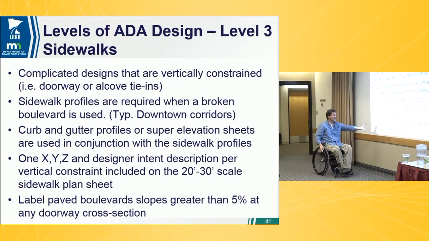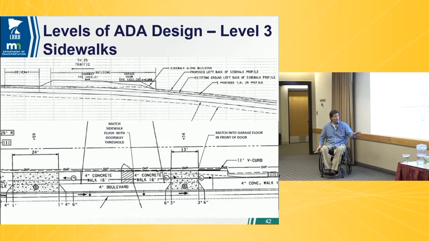We also want to label the paved boulevard slopes greater than 5%, so we know what we're dealing with, so the contractor knows what they're dealing with. You know, we might figure out a scope way to make it improved, or just so the contractor knows, hey, this is what we're expected. I don't want to see this 8.5% out here type thing. Couple examples of this information.